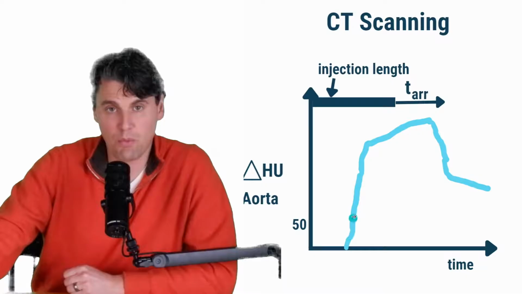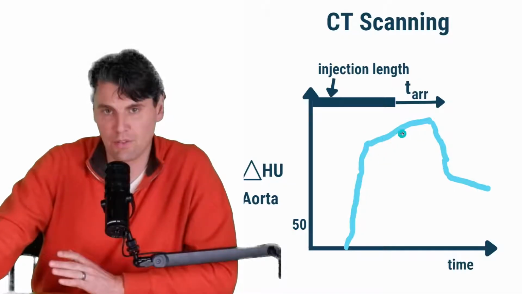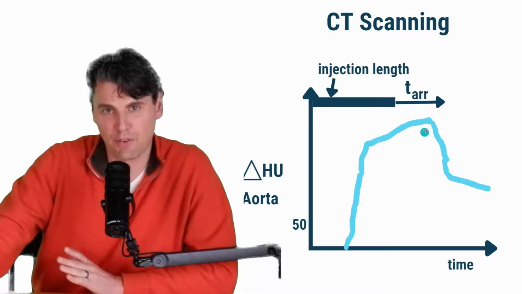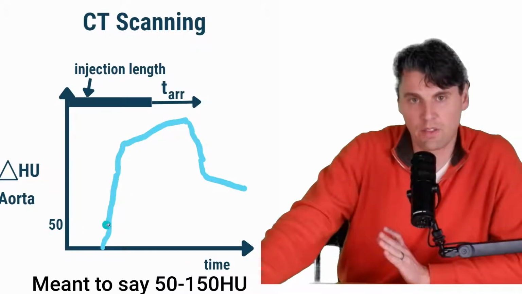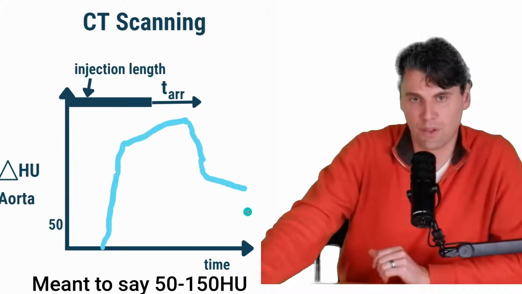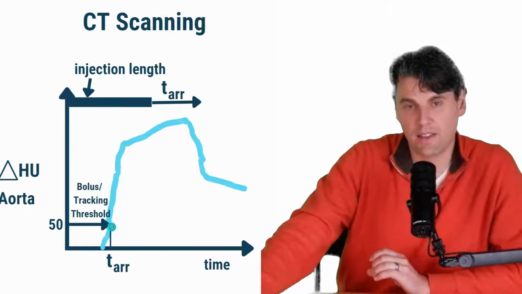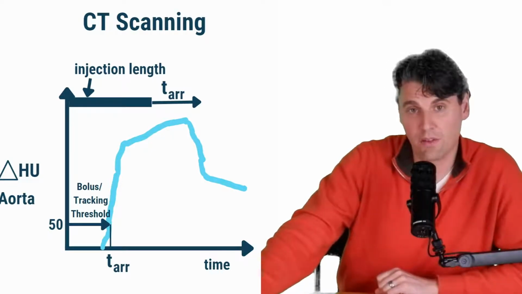So we typically want to figure out when the contrast has arrived, and if we set a threshold for when there's enough contrast there, you don't want that threshold to be too low because it could be influenced by noise. And you don't want it to be too high because you might never get there, and then you're going to have real problems with your acquisition. So you generally want a threshold somewhere in the 100 to 150 Hounsfield unit range. Whenever the contrast within a region of interest hits 50 Hounsfield units, we call that the arrival time.